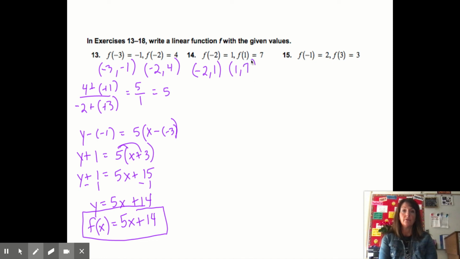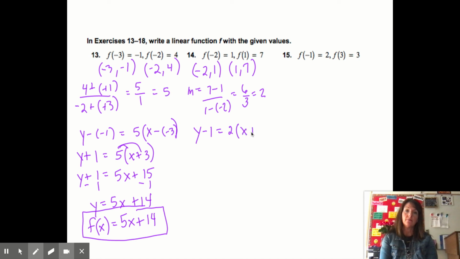Make sure you get your ordered pairs, input, output. Calculate your slope. All right, 6 over 3. So we'll have a slope of 2. I'll just take the first point: y minus 1 is equal to 2 times the quantity x, and I'm going to go ahead and simplify right here. Instead of doing the double negative, I know that I have to simplify. So y minus 1 is equal to 2x plus 4, add 1, add 1, y is equal to 2x plus 5, and then substitute in the function notation.